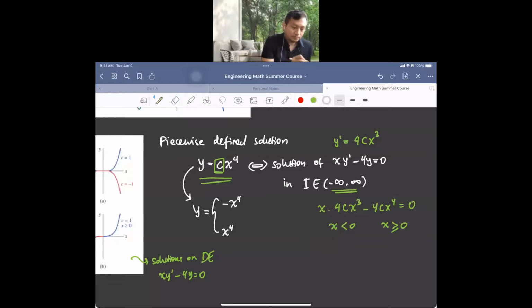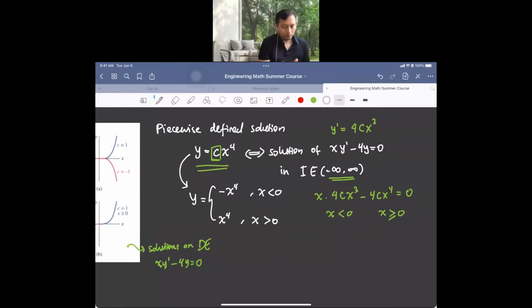So we need to define the solution. So we need to define these two solutions here. The piecewise: this is for x negative, this is for x positive, or also equal. We need to also include 0 because 0 is part of the interval also. So this will be a particular solution of the equation.